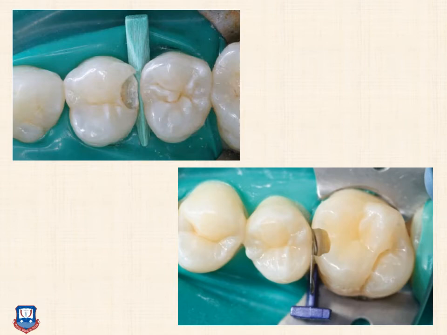As you can see in this picture, there is only proximal box involvement, a very minimal amount of the occlusal, hardly extending into the occlusal surface. So the tooth has been excavated. This can be restored by using only GIC or composite, and here a matrix band has been placed for the proximal contour of the teeth.